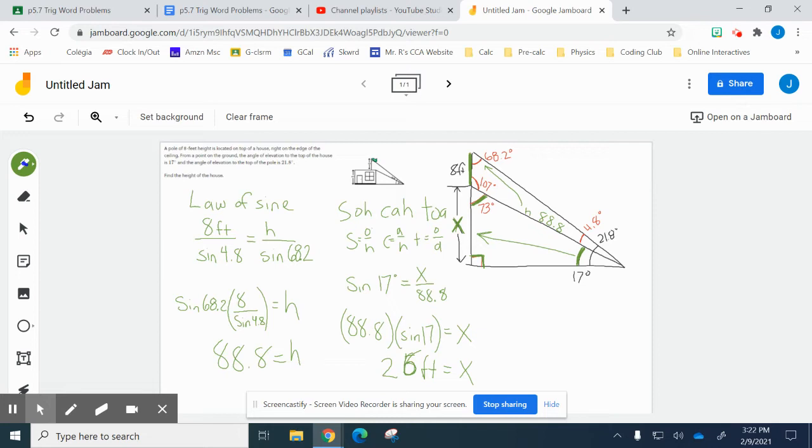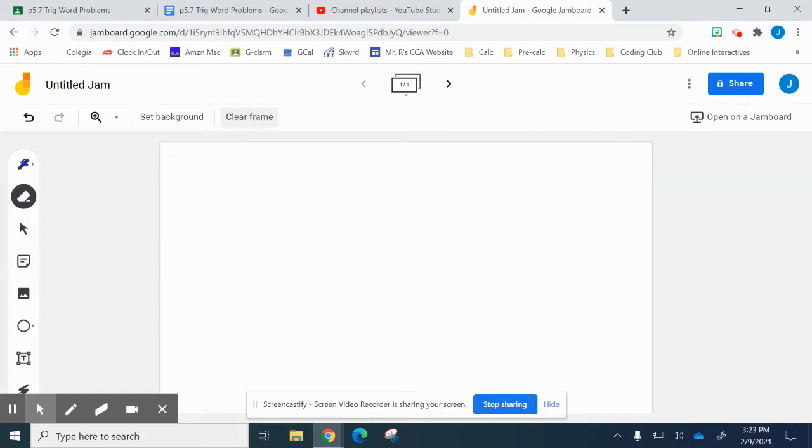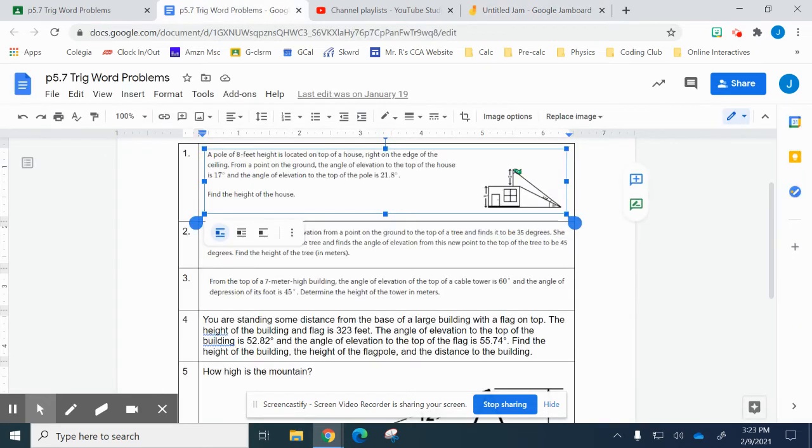Let's see here. Erase. Can I erase the whole thing? Nope, doesn't look like I can. Can I do that? Nope. Oh, okay. There's probably a clear frame right there. Bam. There we go. Okay, so let's go get another word problem.